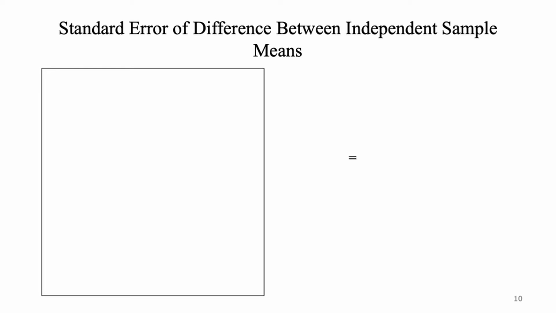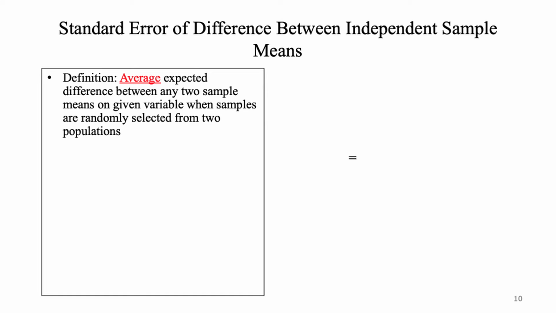The standard error of the difference between independent sample means. The definition of this is that it's the average expected difference between any two sample means on a given variable when those samples are randomly selected from two populations. So sampling error can play a role here. If the samples are randomly selected, then we're looking at the average expected difference between them.